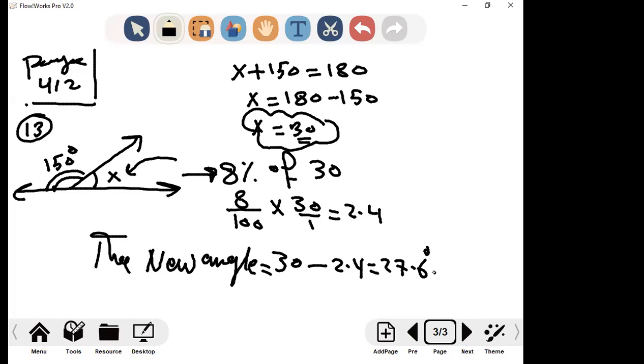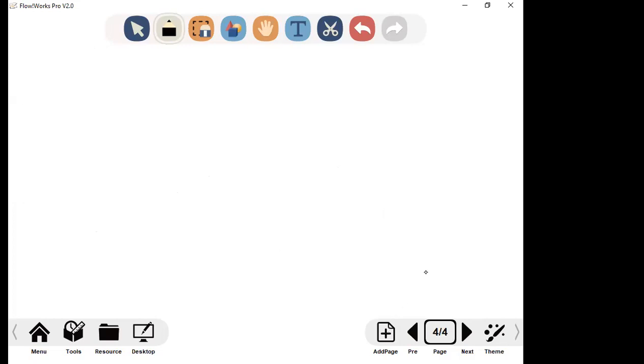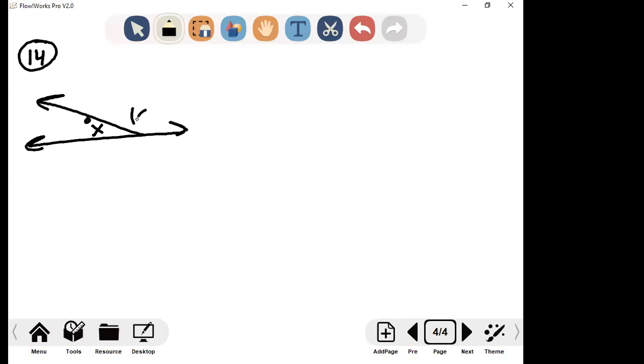Right. Now we have a question. Which question now? 14? Yeah, we have question 14. Copy the steps, please. Question 14. We are on page 412 also. In question 14, we have this figure in front of you. And this angle here, x degree, and this angle here, 160 degree.